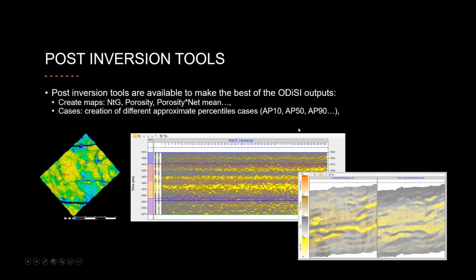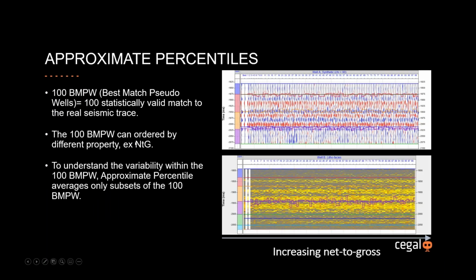So once we have our main ODiSI result using the 100 best matches, we can also do some post-inversion QC. ODiSI has a post-inversion tool which allows us to make the best of the ODiSI outputs. First, we can create maps: net to gross map, porosity map, and so on. And we can also create cases, which is the creation of different approximate percentile cases. I'm going to show you what I mean by approximate percentile.